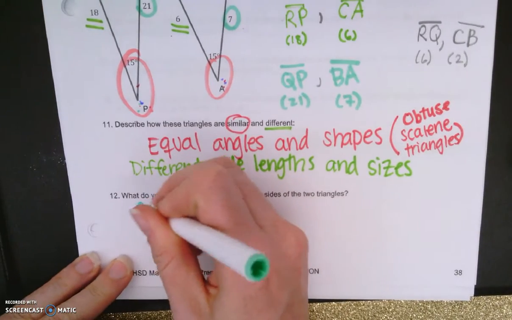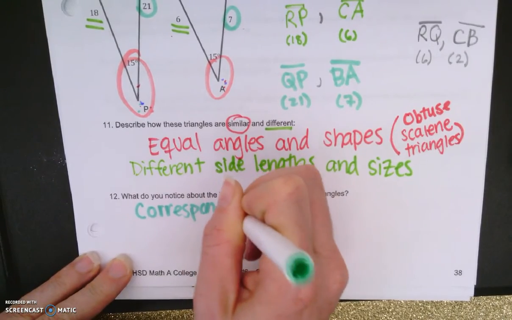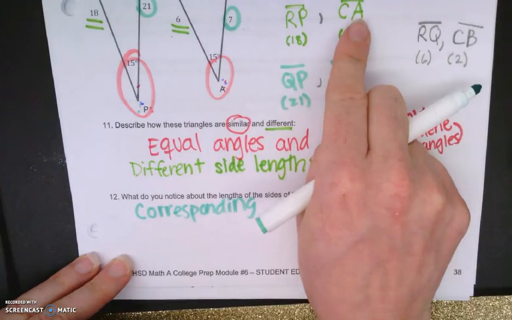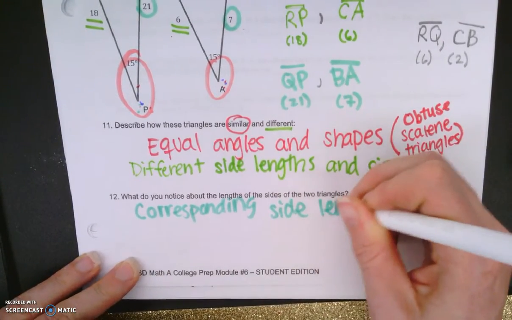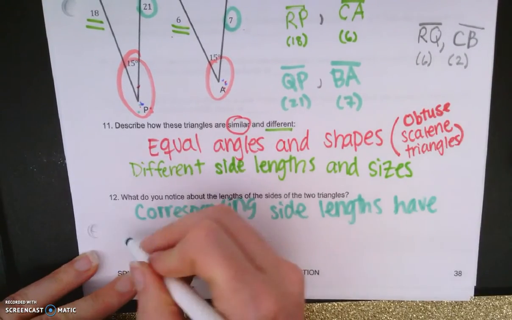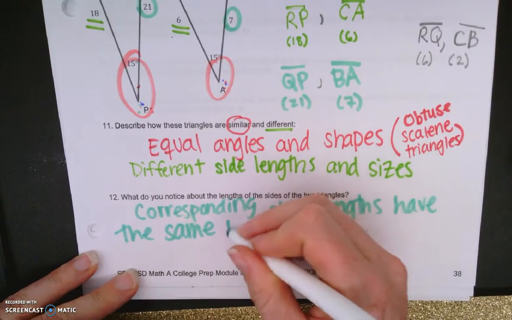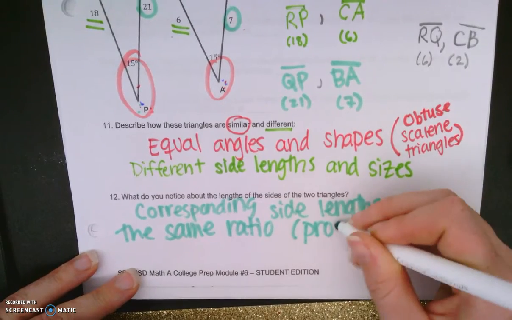Excellent. So let's write this down. Corresponding, meaning QP with BA and RP with CA, corresponding side lengths have the same ratio, meaning that they are proportional.